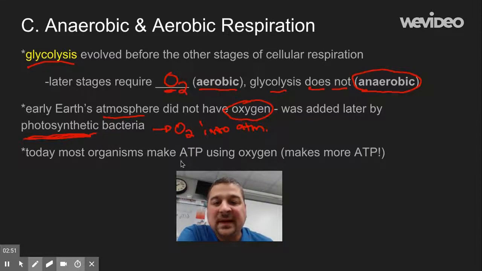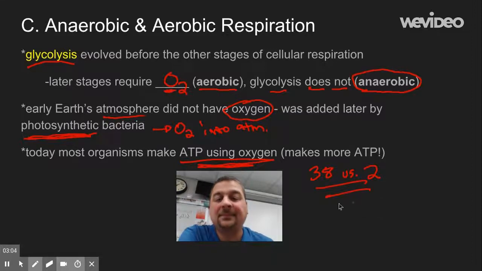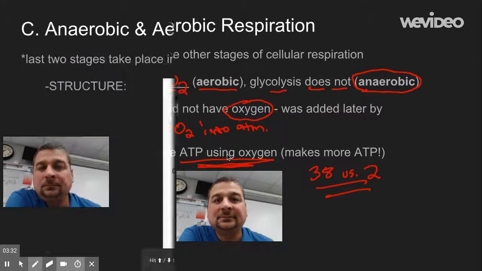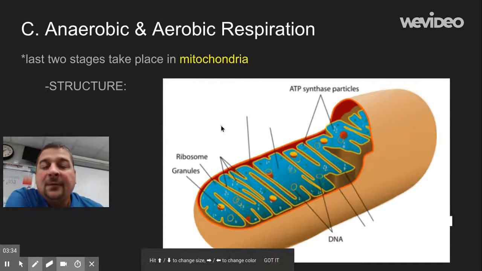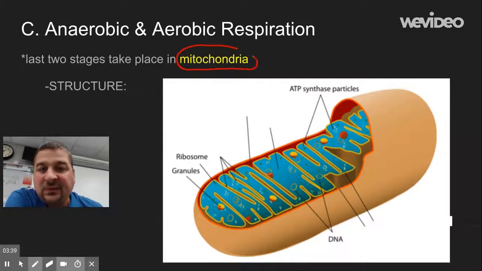Most organisms today prefer to use cellular respiration because you get more ATP. You get 38 ATP versus just the 2 net gain you get from glycolysis. So we'll take a look at what the next steps after glycolysis are. First, we need to take a look at the organelle where the next steps will take place. The first step, glycolysis, remember, is in the cytoplasm of the cell. The next steps take place in the mitochondria.